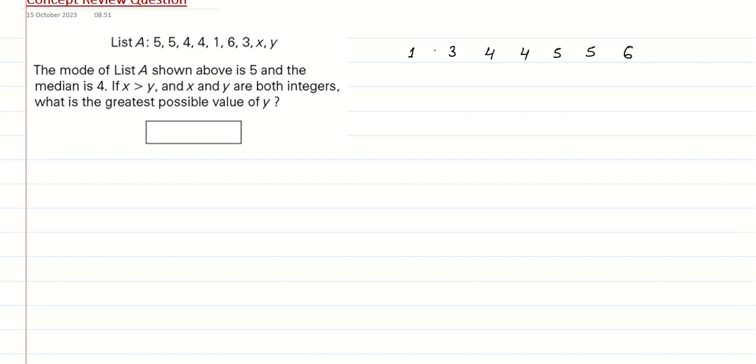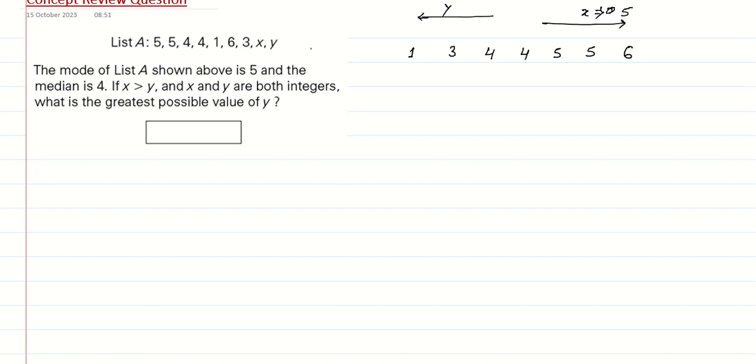Which means one more 5 should be there. The value of x must be 5. So 5 must be here somewhere else, on this side only, one value. And what about this side? Lesser number. Also given that x is more than y, which means x must be 5 and y must be on this side. And x and y are both integers. What is the greatest possible value of y?